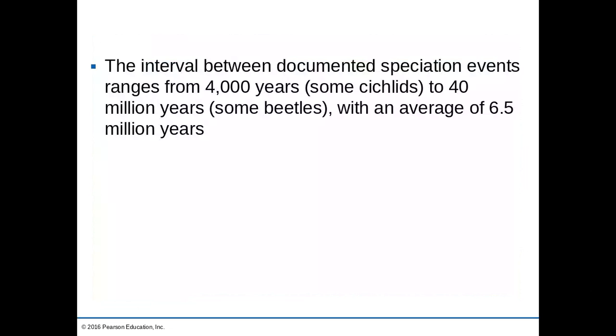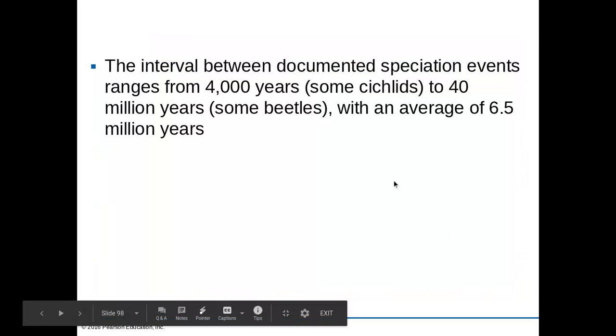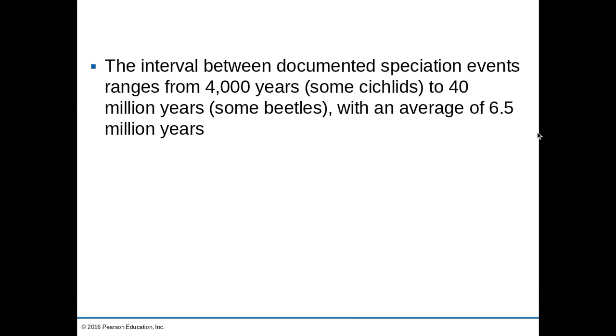We see new species arise every 4,000 years in some cases, to 40 million years between a new species forming. But the average time between a new species forming in a particular organism or population is about 6.5 million years.